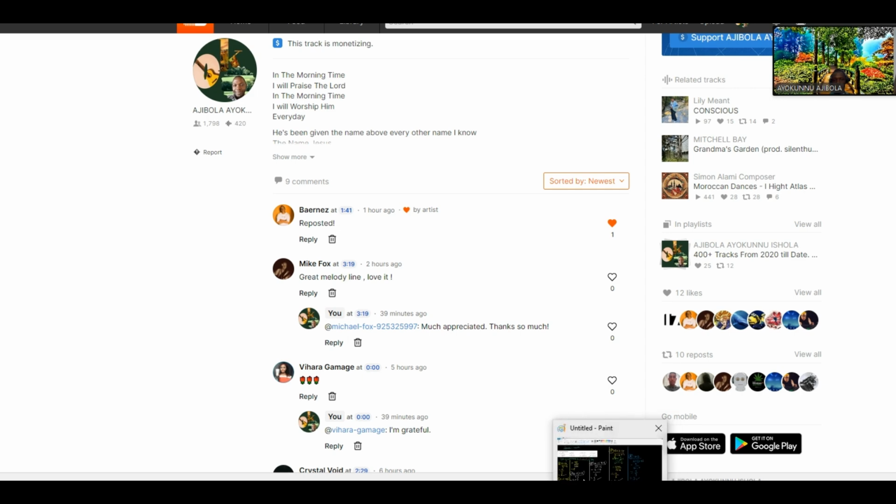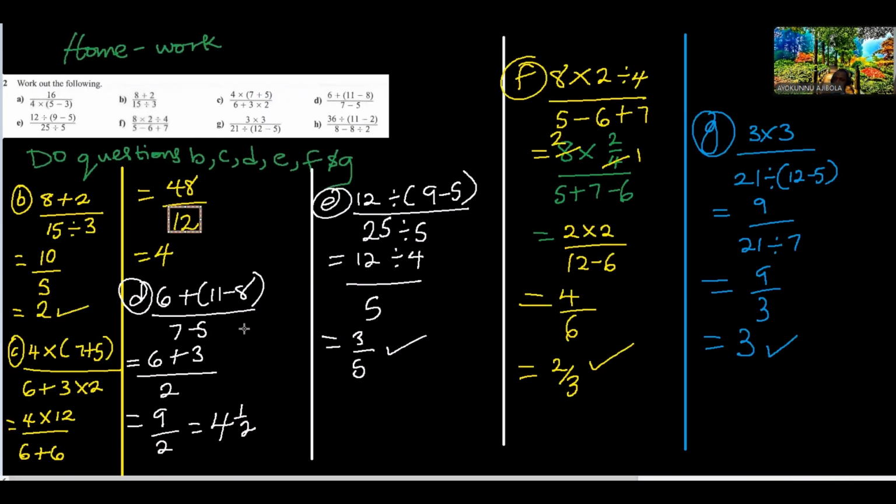Okay, so continuing now. The next one, so that's 48 over 12 that gives us 4. The next one, we have a bracket to be added to something, but in the bracket it says subtraction, while the one at the bottom is subtraction. In the bracket, we have 3 as a result, plus the 6 gives us 9. Then the subtraction at the bottom gives us 2. So 9 over 2 now gives us 4.